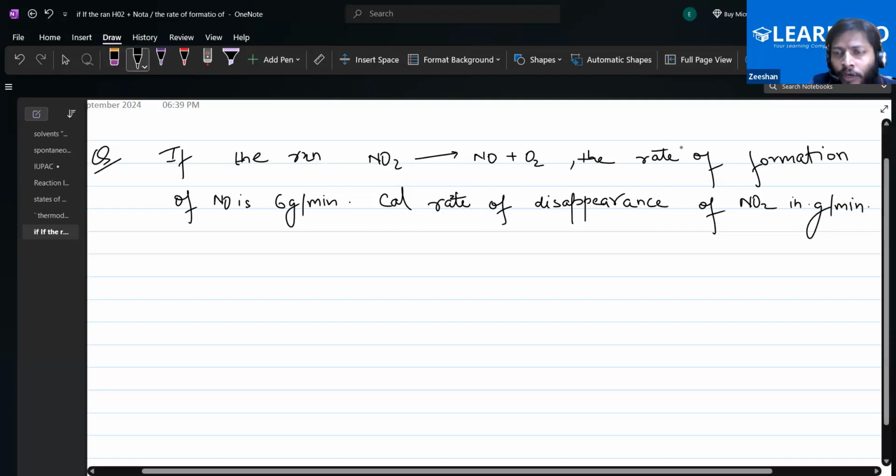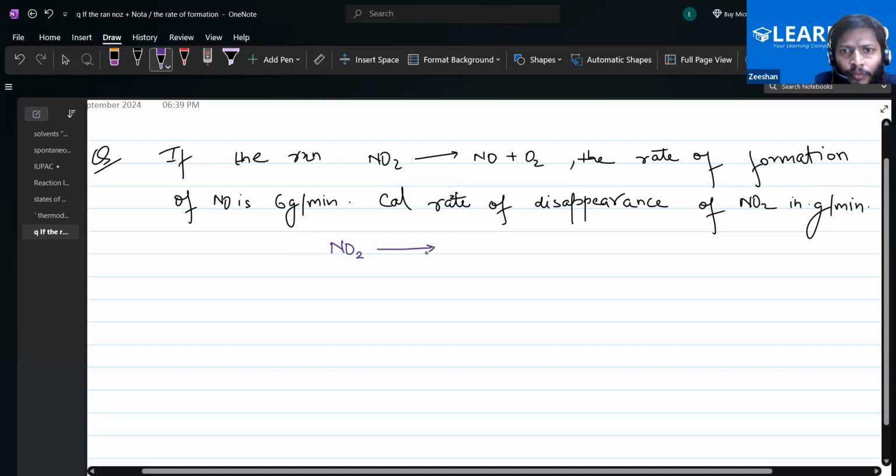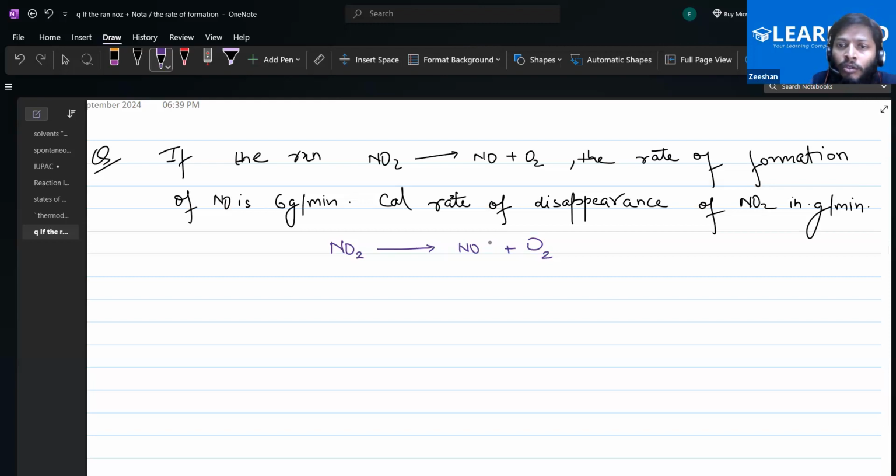No, first you have to balance the equation. Otherwise, you will get an answer, but the answer will be wrong, because it depends on the stoichiometric coefficient. Like in nearly every chapter of physical chemistry, you have to balance the reaction. Then only you can proceed.